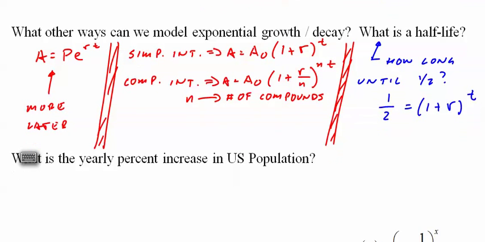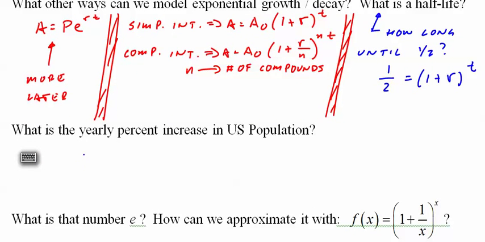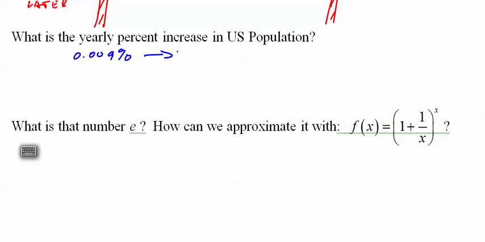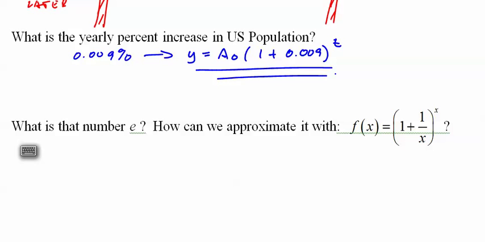So let's look at the increase in U.S. population. It looked like it was increasing by 0.009% a year. So we could use the simple interest formula there if we wanted to model. And we could say the number of people is the original amount, 287.9, times 1 plus 0.009 to the t, which is effectively what we did. Just another way to look at it.